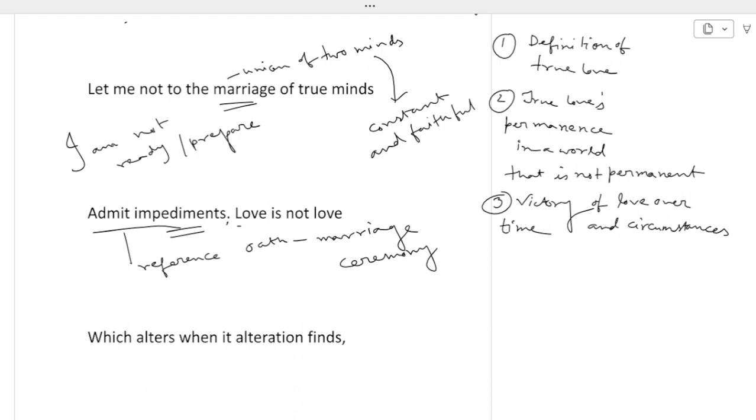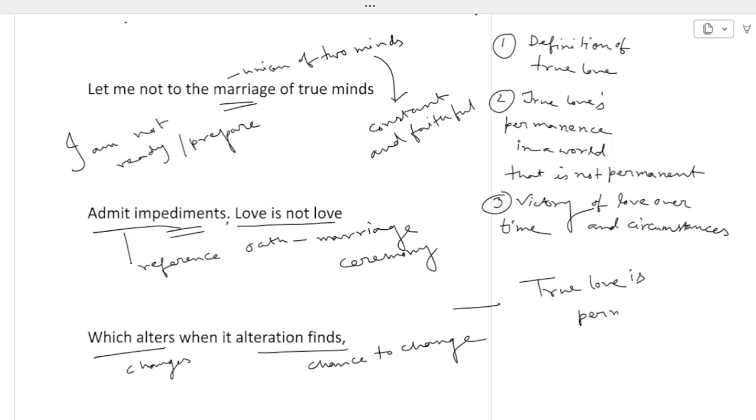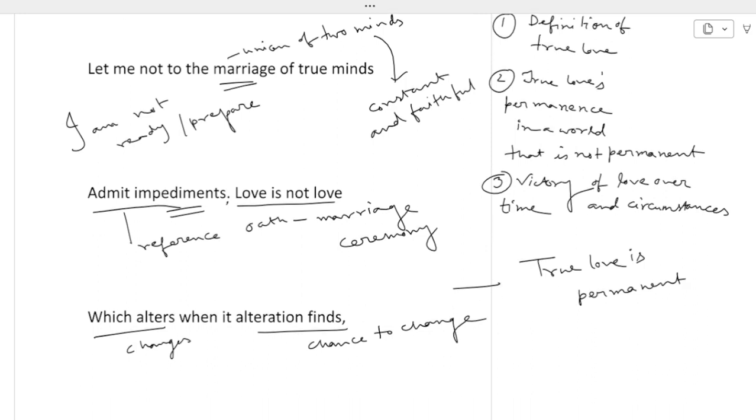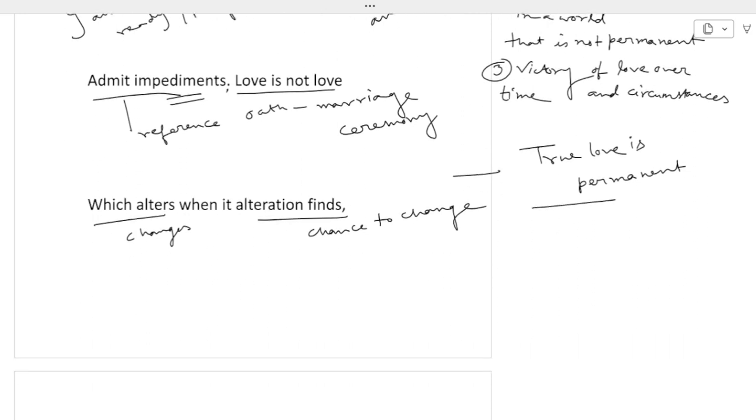"Love is not love." Now, love is not love means that love, true love, is not love when it changes. "Which alters" means which changes, "when alteration finds," whence it gets the chance to change. So true love is permanent. It never changes, but there is another kind. The poet has demarcated these two, love and true love. So every love is not true love. That is what the poet speaker is going to say here.